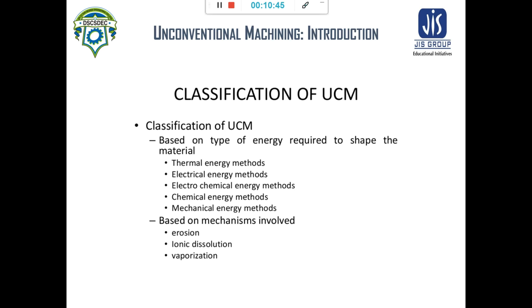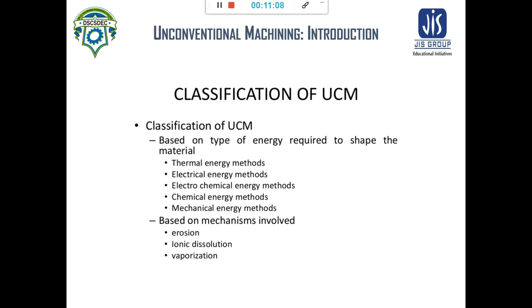Next is ionic dissolution, which we can see in electrochemical processes. In electrolysis, there is one anode and one cathode. From cathode to anode, the ion transfer will occur.